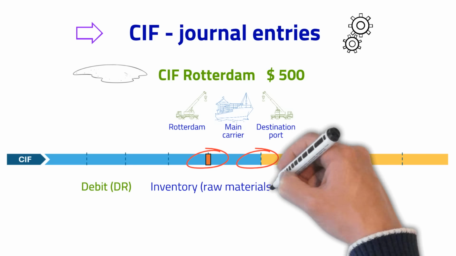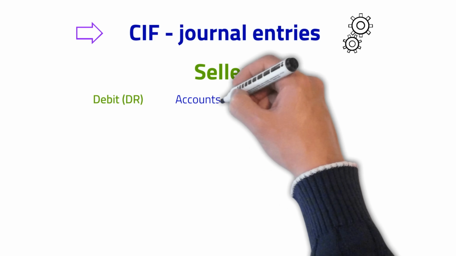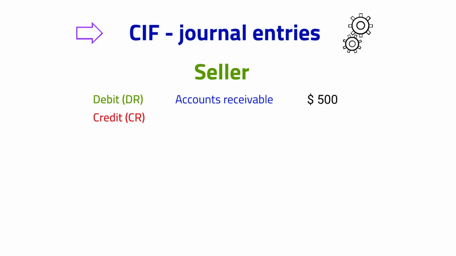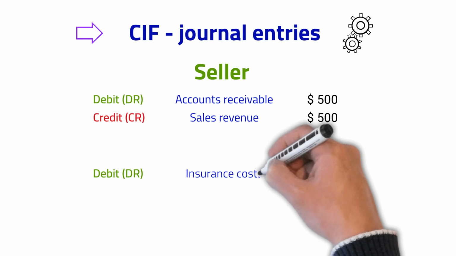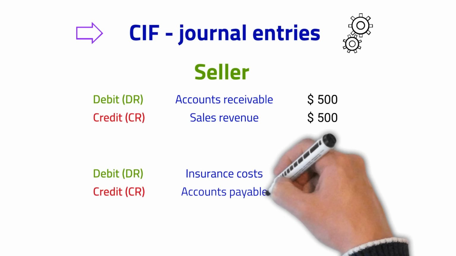Debit inventory raw materials 500, credit accounts payable 500. Seller enters for the sale, debit accounts receivable 500, credit sales revenue 500. And in addition to COGS and transportation costs, the seller will need to record insurance cost. Debit insurance costs, let's say 100, credit accounts payable 100.